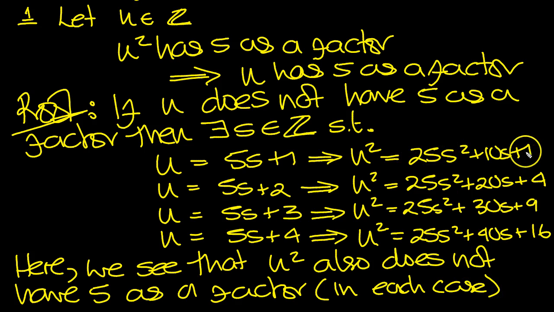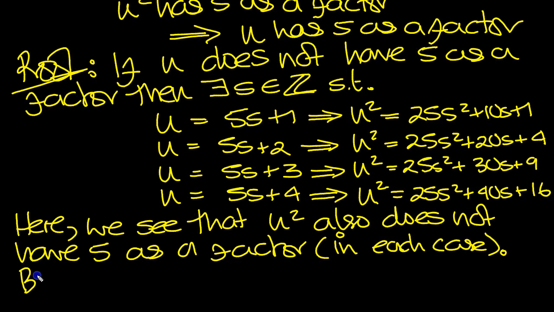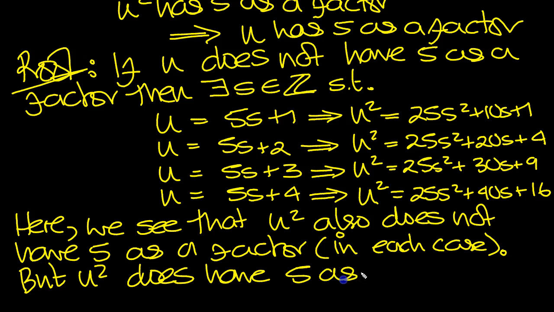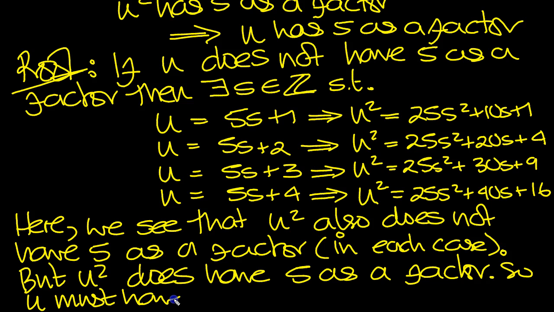Because if you divide this by 5 you get remainder 1. Divide this by 5 you get remainder 4. This by 5, this goes in, but it will leave remainder 4. And this one will leave remainder 1, won't it, at the end. So we can observe that when we look at it case by case, all 4 cases. So here we see that u squared does not have 5 as a factor in each case, but u squared does have 5 as a factor. So the only conclusion we can draw from this is that u must have 5 as a factor. And the proof is complete.